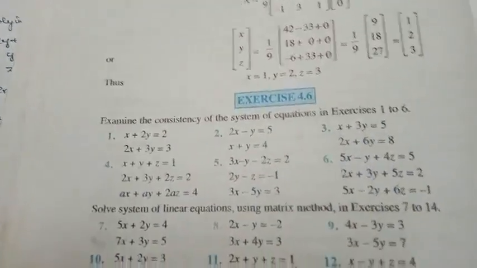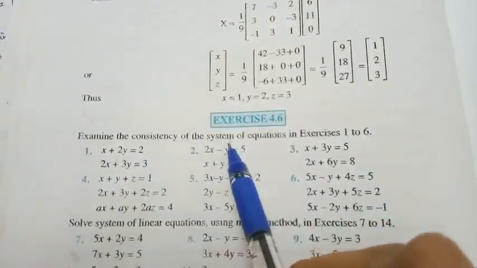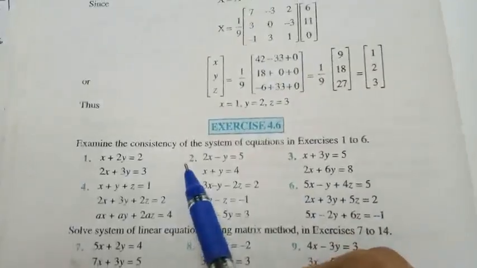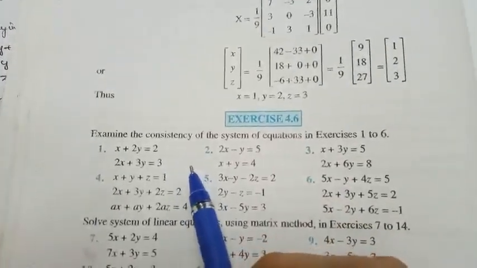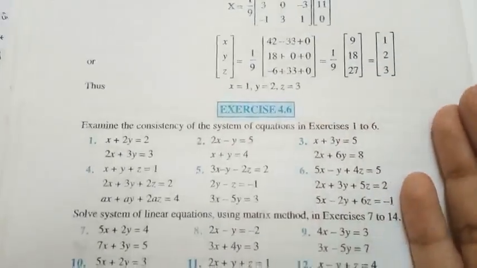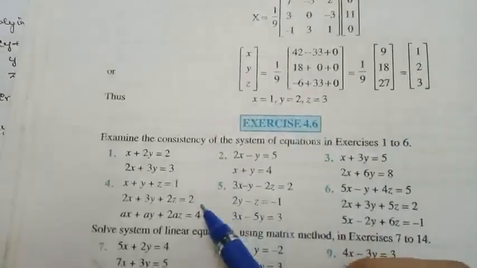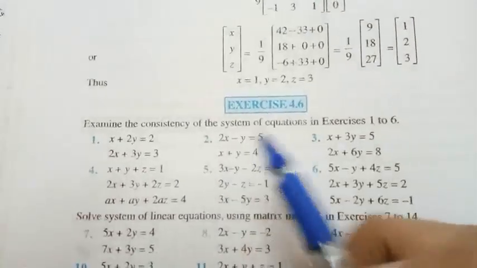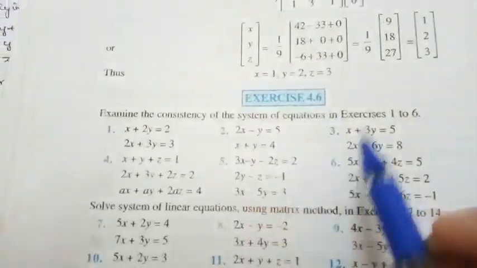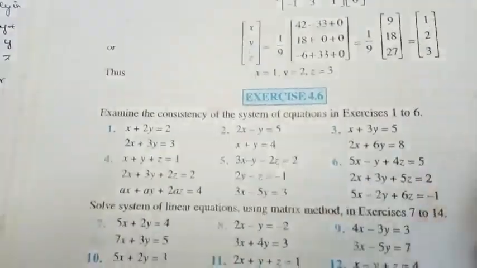Okay. So exercise 4.6, in that the first 6 questions, they just asked to examine the consistency of the system. As I said, if they asked you to examine, you don't need to find the value of x, y, z like that. You need to find the determinant value of A. If it is not equal to 0, it is non-singular, then it is consistent. If it is equal to 0, find the value of adjoint A into B. If that one is not equal to 0, then it is inconsistent. That much is enough to do for the first 6 questions to check the consistency of a system.